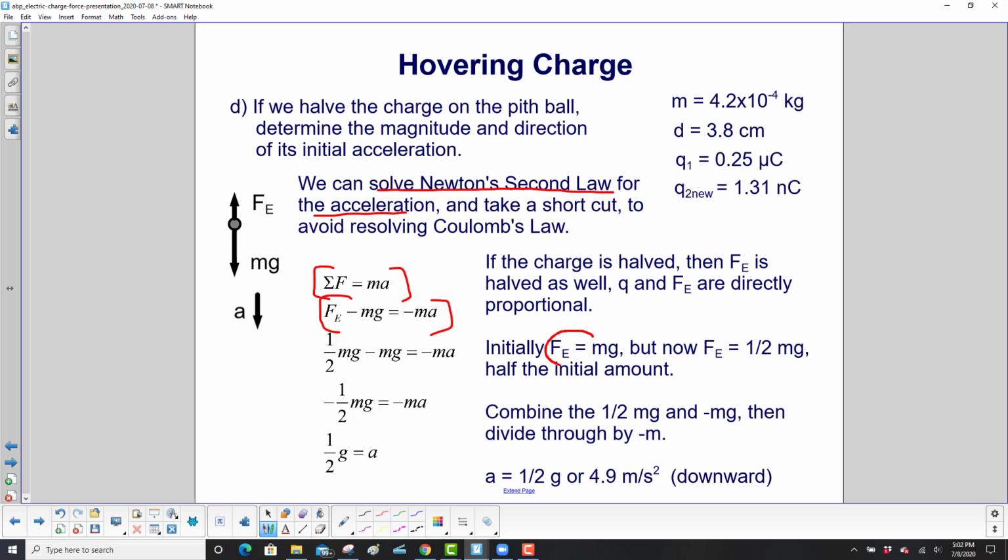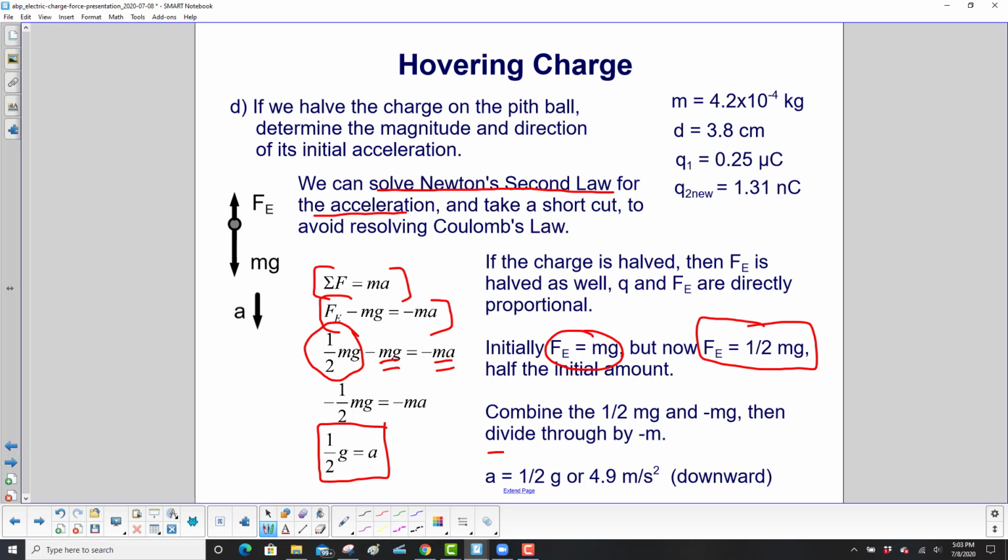Originally, the electric force was equal to mg, right? Because it was hovering, it wasn't moving. But the electric force is now half of the original electric force, so what is it equal to? Half of mg. So look what we put in for the electric force. 1/2 mg, then minus gravity's force here, equals minus ma. Isn't this a lot easier? We subtract, we get minus 1/2 mg is minus ma, and we find that the acceleration is 1/2 g. And we've got it pointing in the down direction, so that's pretty good.